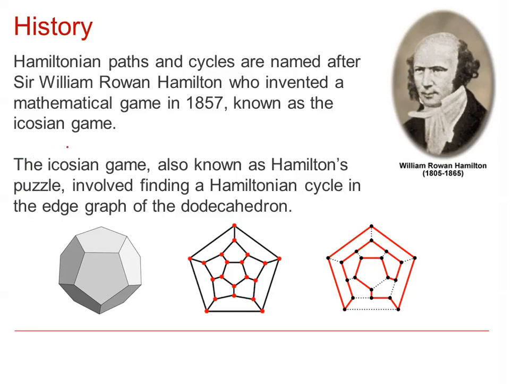Okay, so now for a brief bit of history on Hamiltonian paths and cycles. These are named after Sir William Rowan Hamilton, who invented a game in 1857 known as the Icosian game. This game involved finding Hamiltonian cycles in the edge graph of the dodecahedron. Now we can see below the dodecahedron, and we can see the edge graph, and then we can see the Hamiltonian cycle. Dodecahedron is one of 5 Platonic solids, and it turns out that Hamiltonian cycles can be found in the edge graph of all 5 of these solids.